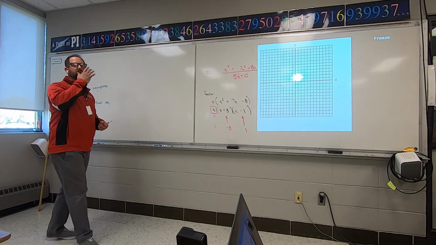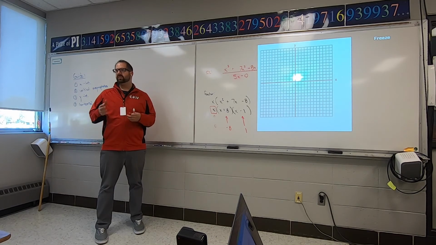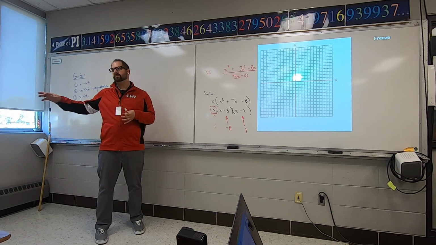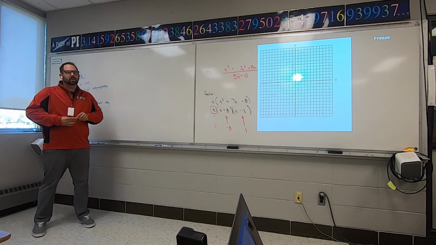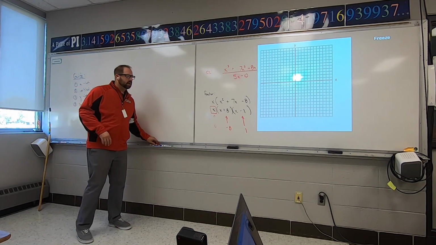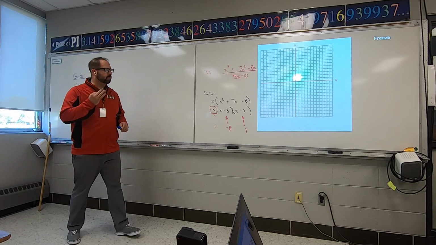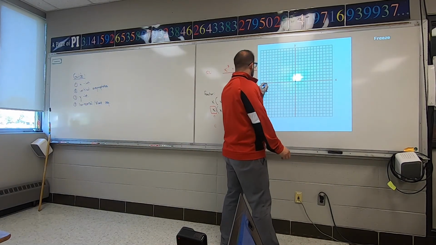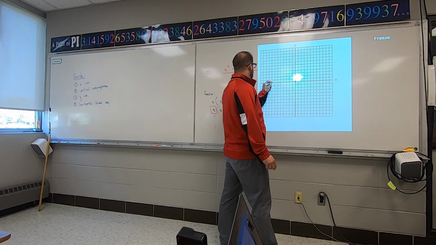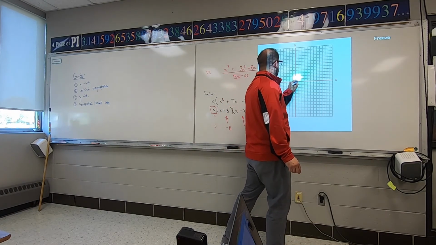Because what you do is you set each of them equal to 0 separately, and that's what tells you x has to be 0. All right, let's keep going. So I have 3 x-intercepts: a 0, a negative 8, and a positive 1.